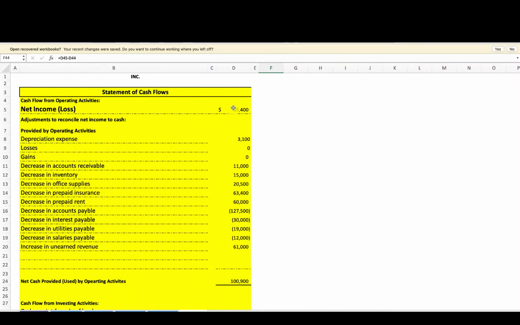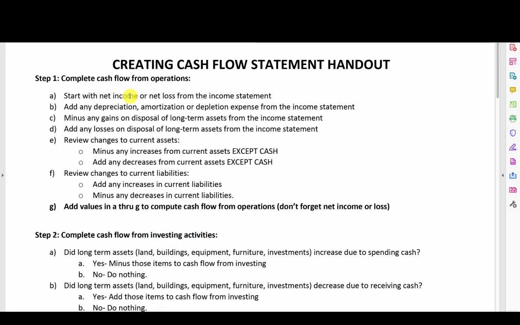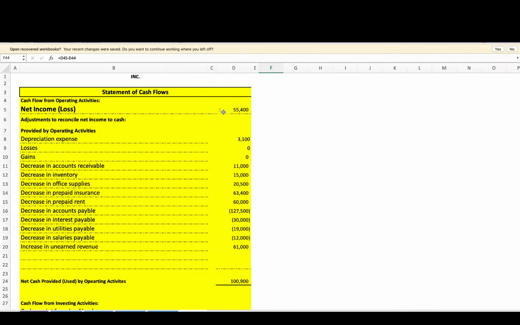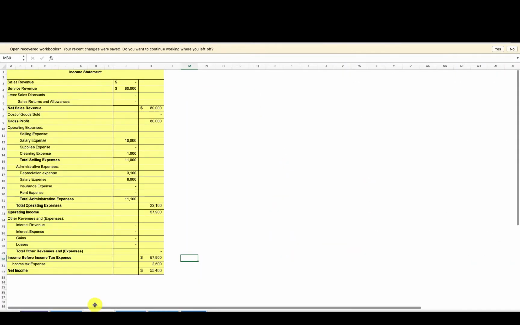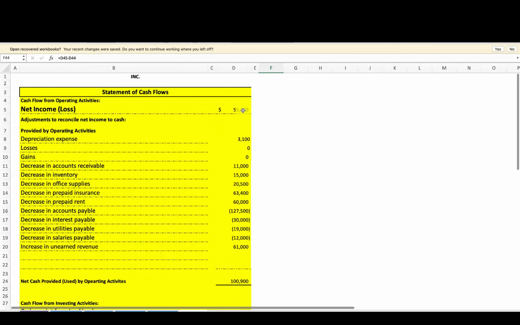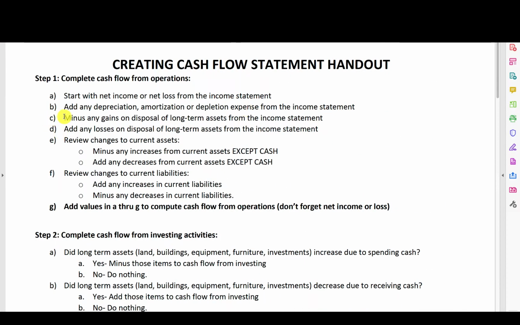The first thing we do is we start with net income. And that's what it says. Start with net income or net loss from the income statement. So you go to the income statement. Here is the net income. And you bring that over to the cash flow statement up here. If it was a net loss, then you bring the net loss number up here. And that's it. The next step is add any depreciation, depletion, and amortization expense from the income statement.